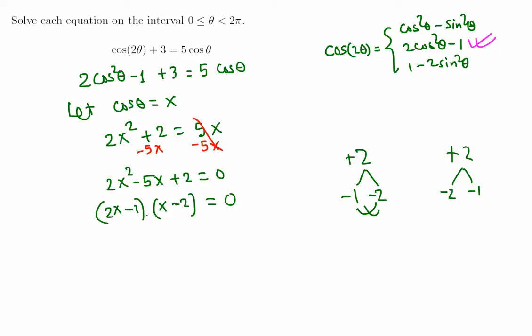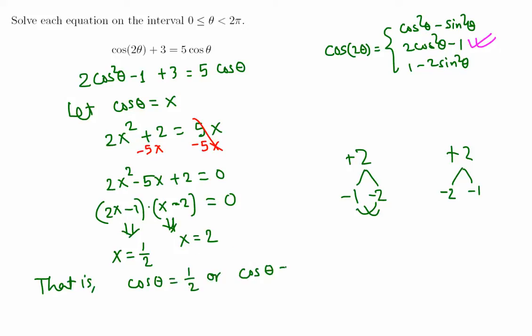Okay, so we got a product of two things equals 0. Using the zero factor property, we get 2x minus 1 equals 0. Move 1 over, divide by 2, so x equals 1/2. In this case, move 2 over, so x equals 2. But x was cosine theta, so this is cosine theta equals 1/2, or the second one is cosine theta equals 2.